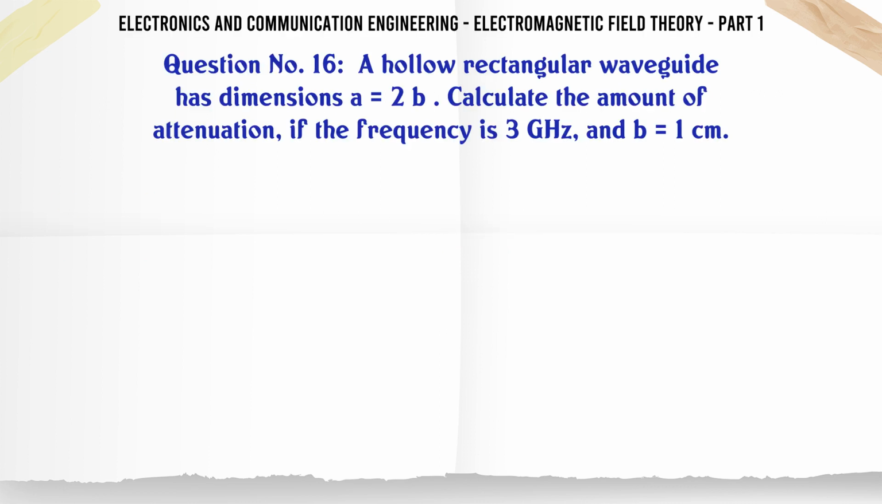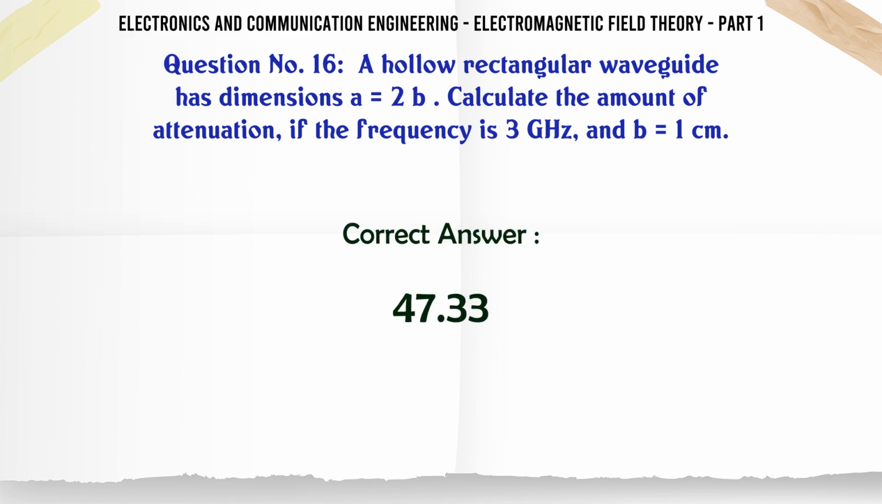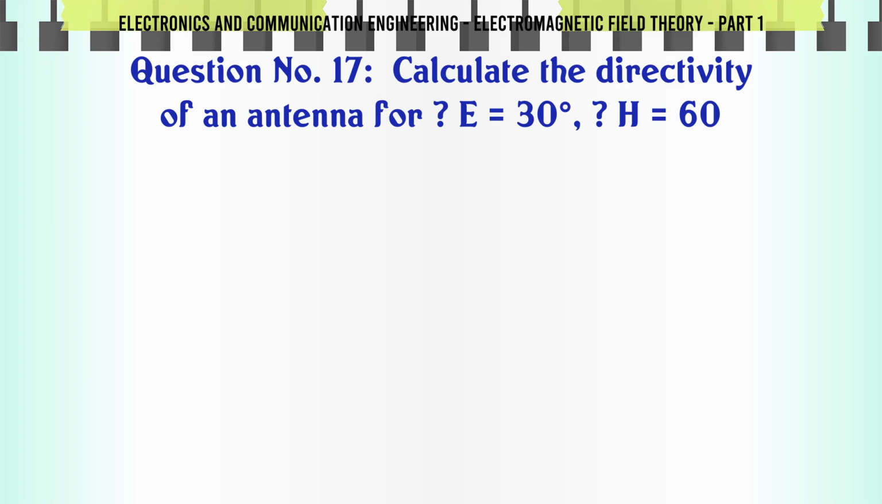A hollow rectangular waveguide has dimensions A to B. Calculate the amount of attenuation if the frequency is 3 GHz and B is 1 cm. A 49, B 47.33, C 50.33, D 50. The correct answer is 47.33.